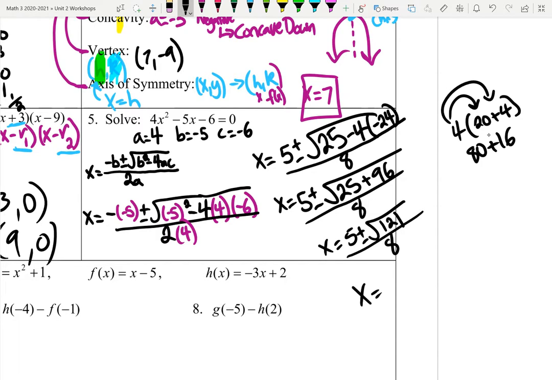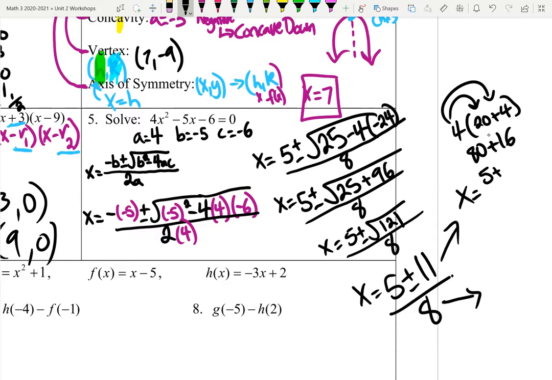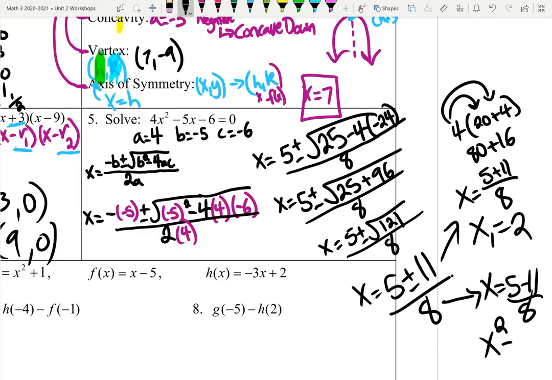Lucky for us, x is going to be equal to 5 plus or minus 11 when I take the radical. Now, I have two answers. X is going to be equal to 5 plus 11 over 8. X is also going to be equal to 5 minus 11 over 8. Solving the top leads me to my first solution, which is going to be 2. Solving the bottom, my second solution is going to be negative 3 over 8.